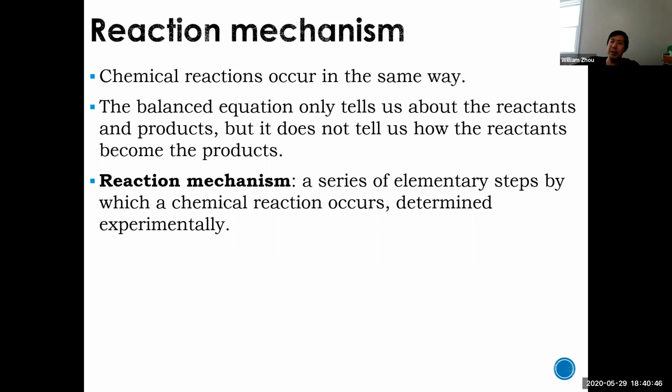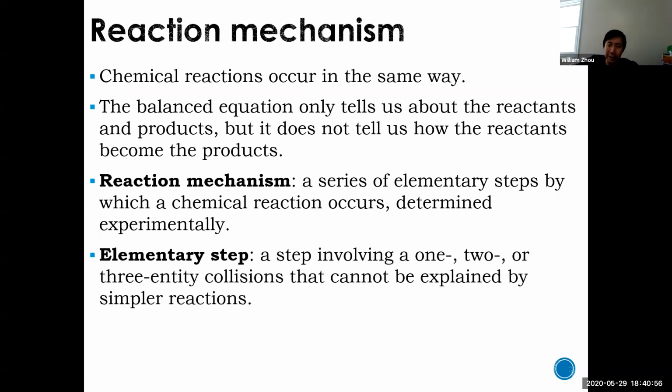It gives you a series of elementary steps, one step at a time. How did you arrive at your final product? And these are determined experimentally. What is an elementary step? It is one of the simplest steps that you can have. You cannot explain that with a simpler step. So for example, this collided with this. That's it. You can't break it down more than that. And then this big thing collided with some third particle, and then finally this broke off, and then you have your final product, for example. Right, so those are elementary steps.